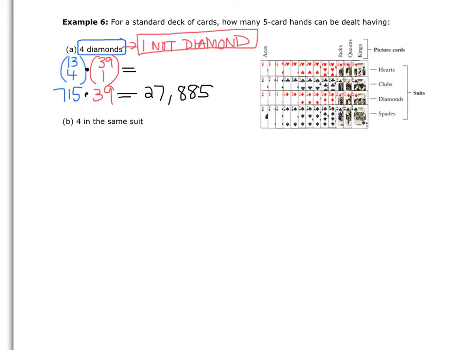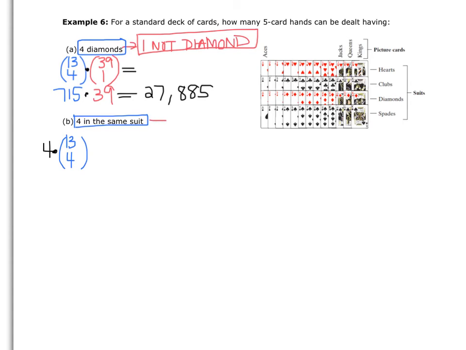Okay, let's try 4 cards of the same suit. So starting again with 4 cards of the same suit, we think of ourselves, okay, we're choosing 4 cards. Well, how many cards are of the same suit? We just talked about this again. There's 13 cards of each suit. So we're still doing 13 choose 4 here. But the issue now is that we don't know what suit it is. Here we knew it was diamonds, but in this case, it could be hearts, clubs, diamonds, or spades. So there's 4 options that we have to consider, so we're going to multiply that by 4.